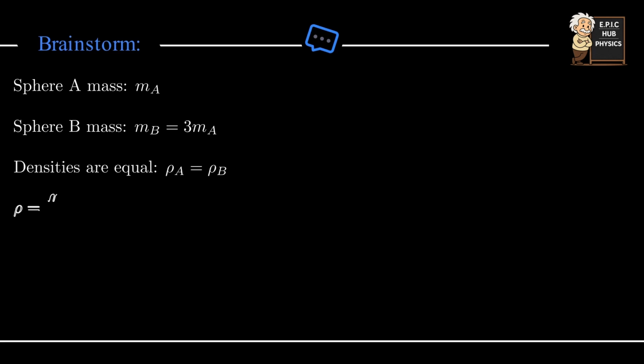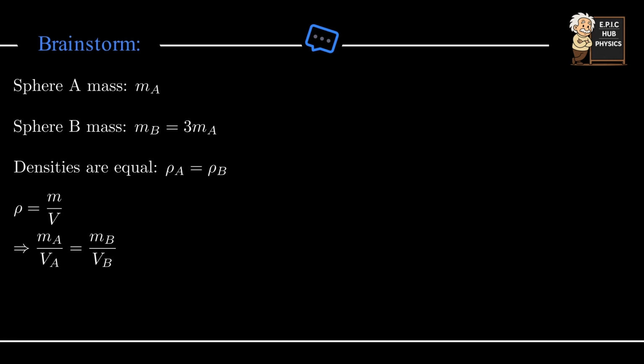Next, we use the fact that the densities of the two spheres are equal. Since density equals mass divided by volume, we can write the density of sphere A as m sub A divided by v sub A, and the density of sphere B as m sub B divided by v sub B. Because the densities are the same, these two expressions must be equal, so we write m sub A divided by v sub A equals m sub B divided by v sub B.